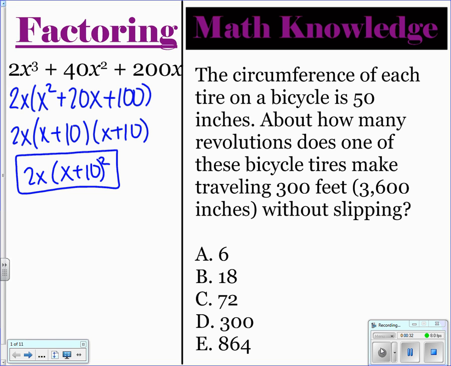For the math knowledge question, the circumference of each tire on his bicycle is 50 inches. About how many revolutions does one of the bicycle tires make traveling 300 feet, which they tell you as 3,600 inches. It says without slipping. So we want to travel 3,600 inches, and one rotation of our tire is 50 inches. So you're just going to divide 3,600 by 50, and you're going to get 72 revolutions. So you would have to make 72 revolutions to go about 300 feet.